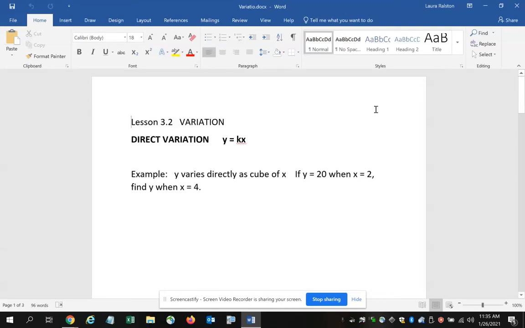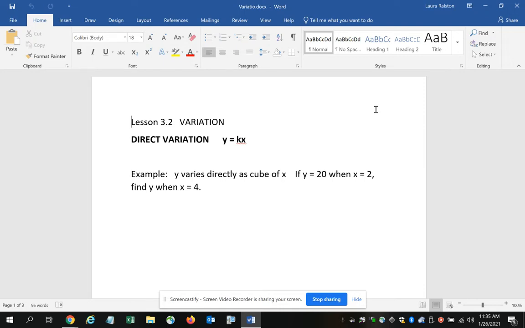Several of you mentioned having difficulty with lesson 3.2, which deals with variation. So I want to walk through it and walk through some examples. There were three different types of variation mentioned in that lesson: direct variation, inverse variation, and joint variation. It may not be as obvious in the lessons, but really they're all three a formula.